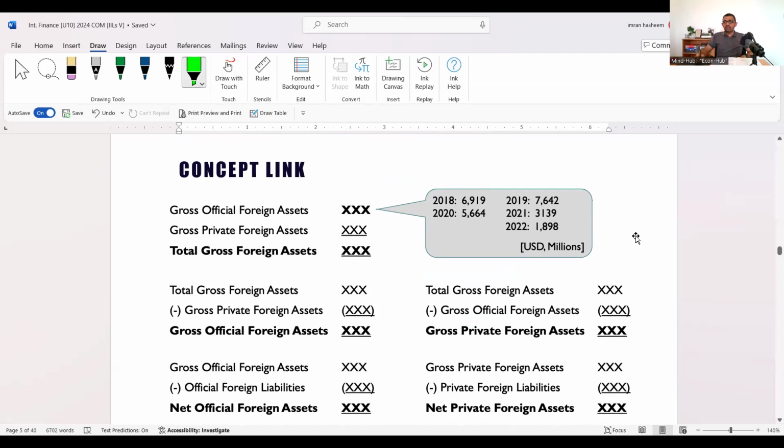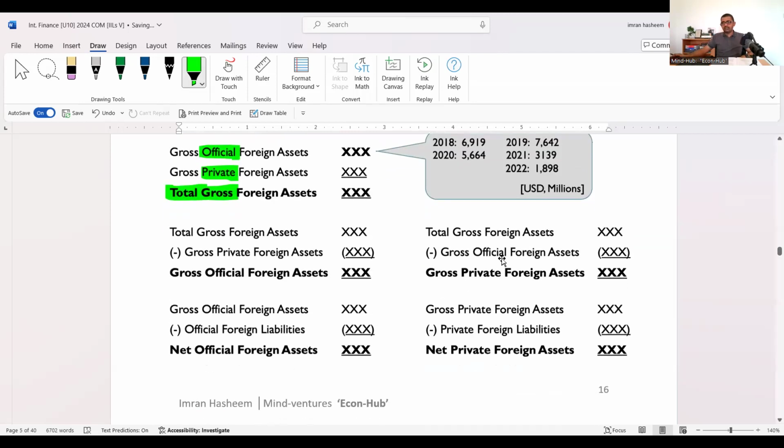How do I calculate total gross foreign assets? I take the gross foreign assets, official, private, then I get total gross. Get it? How do I calculate total gross official only? Then I take basically the total gross value, and minus the private sector. Then I get the official. Vice versa. Gross private, how do I calculate? I take the total gross minus official. Simple as that. It's the formulas here and there.